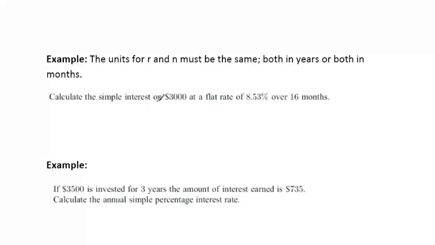It says calculate the simple interest on $3,000, and there it is, a flat rate of 8.53% over 16 months. So we start with the same formula, I is equal to PRN, and we say P is equal to $3,000. That doesn't change. The interest rate is equal to 8.53 divided by 12, because we're going to make this a monthly rate. That's why we divide it by 12, and now we're going to turn it into a decimal by dividing it by 100.